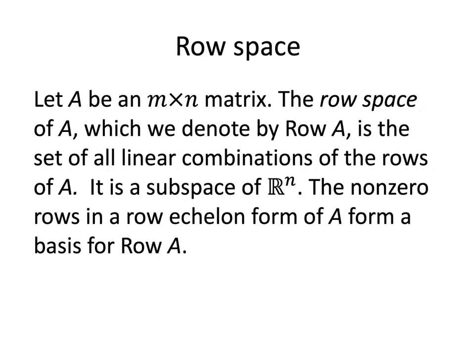Let A be an m by n matrix. The row space of A, which we denote by this symbol, is the set of all linear combinations of the rows of A, and it's a subspace of R^n. That's because A is a matrix with n columns, and so if it has n columns, that means that each row has n entries in it. The non-zero rows in a row echelon form of A form a basis for the row space of A.